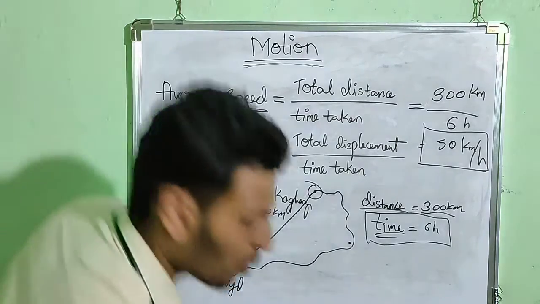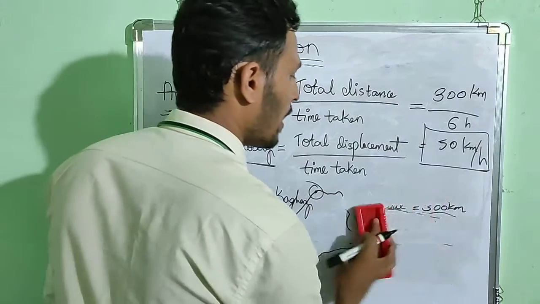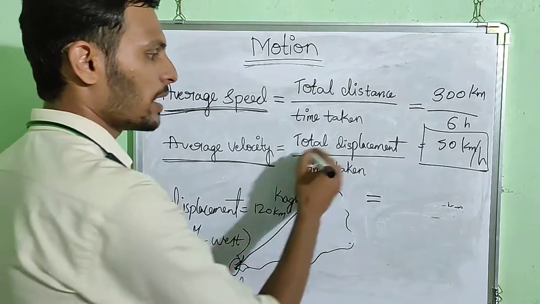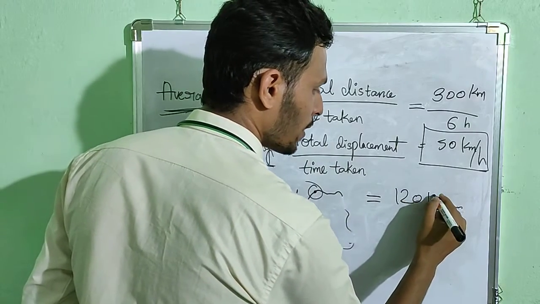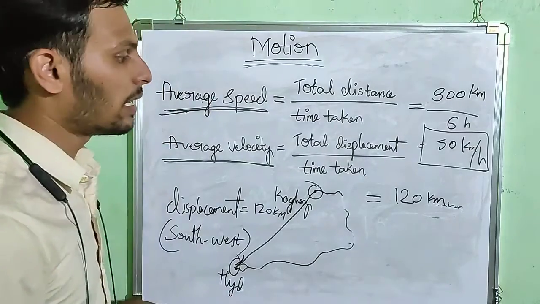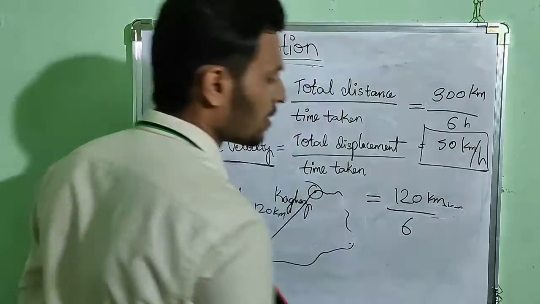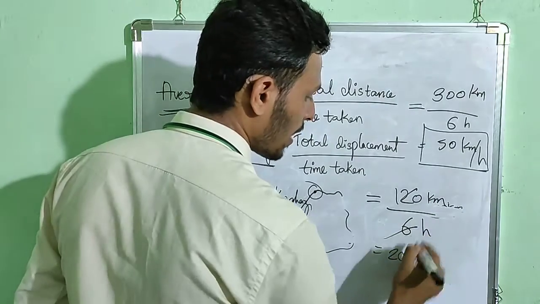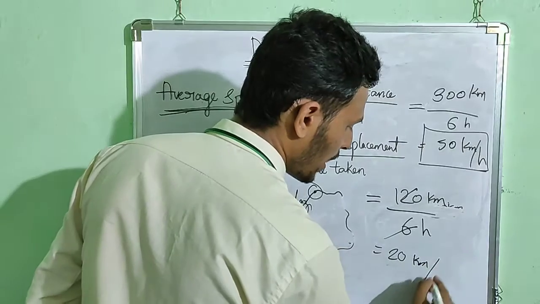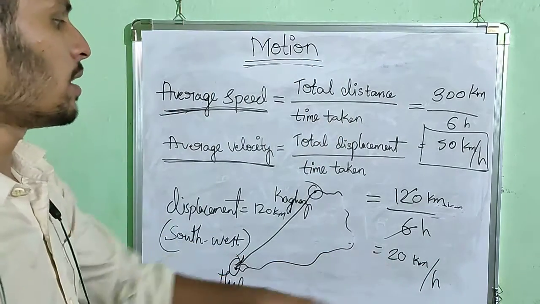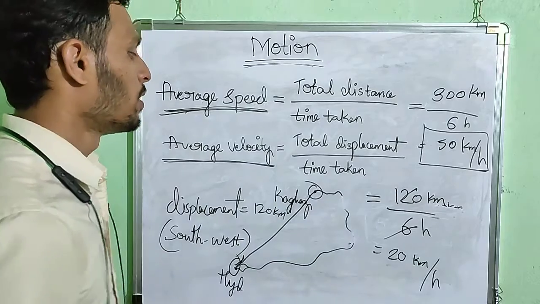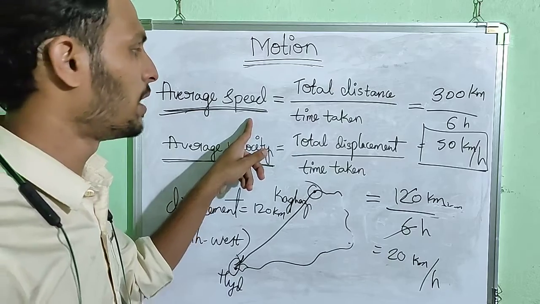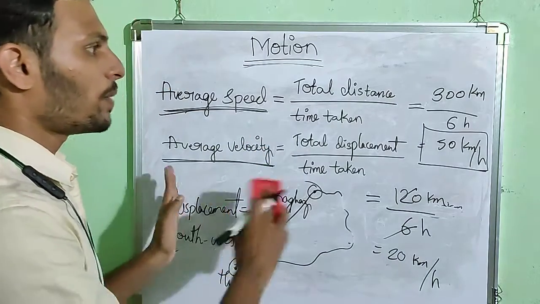Now let us calculate the average velocity. For average velocity we have total displacement as 120 kilometers and time taken as 6 hours. If we divide this, we'll get 20 kilometer per hour. So this is my answer, the average velocity. Velocity has direction and speed does not have any direction. I hope it is clear.